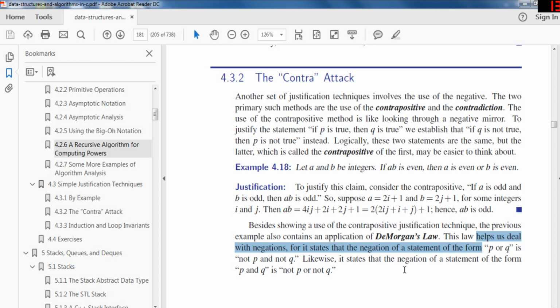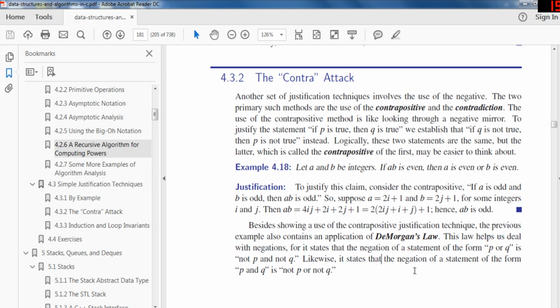Let's think about it this way. When you ask someone, do you want apples or oranges? The negation of this statement will be, I do not want apples and I don't want oranges. That's a negation. See, it makes it easier to understand, right? Just think about it in terms of apples and oranges. The negation of P or Q is not P and not Q.